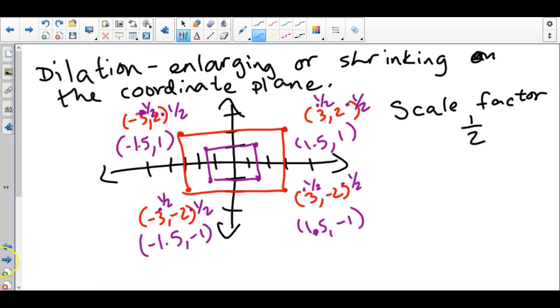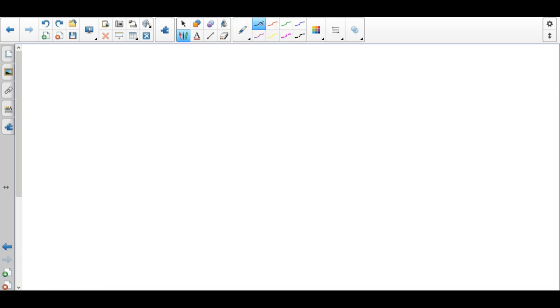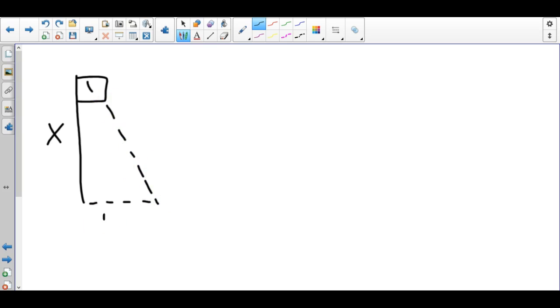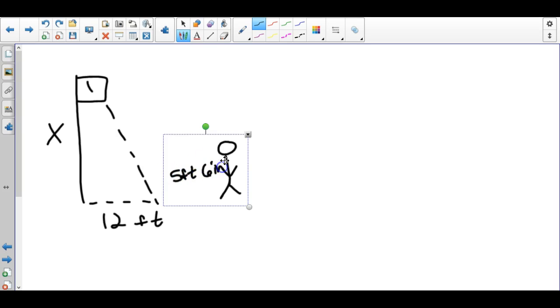The next thing we can do with proportions is word problems. Let's say we have a flag, and we don't know how tall the flag is. Remember, when we don't know something, we give it a variable. We're going to call it x. We don't know how tall the flag is. We do know the shadow of the flag is 12 feet. And then we know that there is a person standing there who is 5 feet, 6 inches. And their shadow is 4 feet.